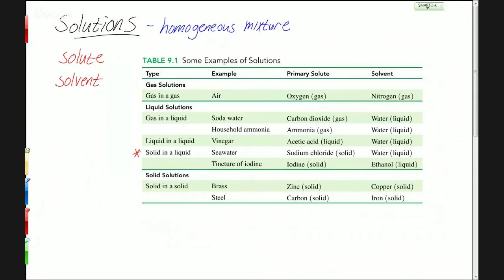What is it that makes something a solvent versus a solute in this type of a mixture? It's actually a pretty simple definition.